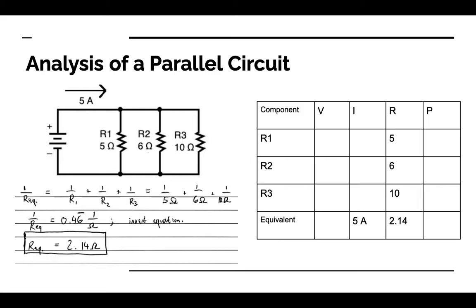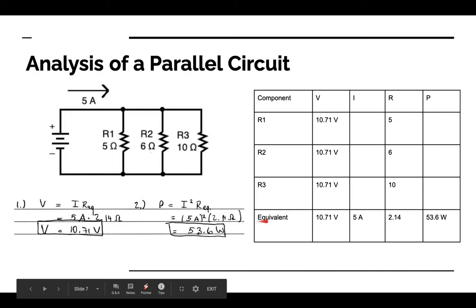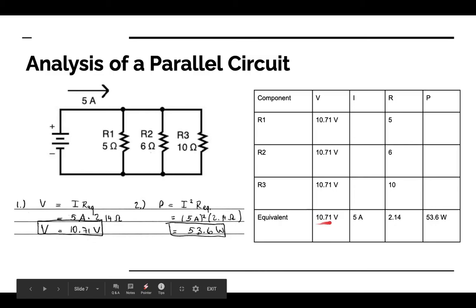So now what we're going to do here is we have two pieces of information available to us in our equivalent row. So now we're going to determine the voltage and the power in our equivalent row here. Okay? So the voltage we can determine using Ohm's law. So we use total voltage equals total current times our equivalent resistance. So voltage is going to be 5 amperes times 2.14 ohms, which gives us 10.71 volts.